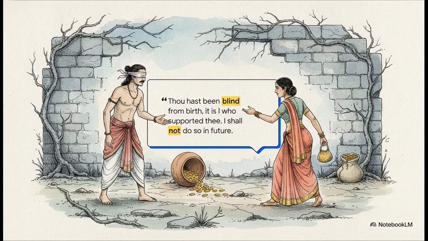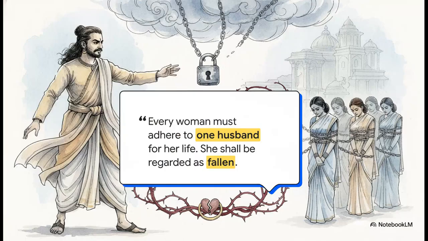Facing a brutal domestic dispute, his deeply dissatisfied wife tells him, "Thou hast been blind from birth. It is I who have supported thee and thy children. I shall not do so in future." She is completely done carrying the financial and social burden. She points out that a husband is supposed to support and protect the wife, and since he does neither, she completely rejects him. So, how does Dirghatamas retaliate?